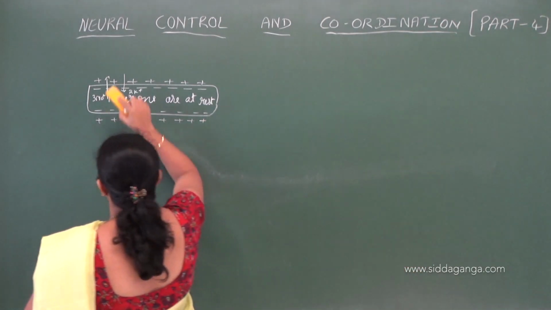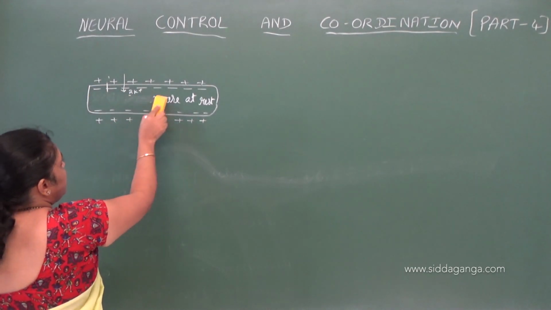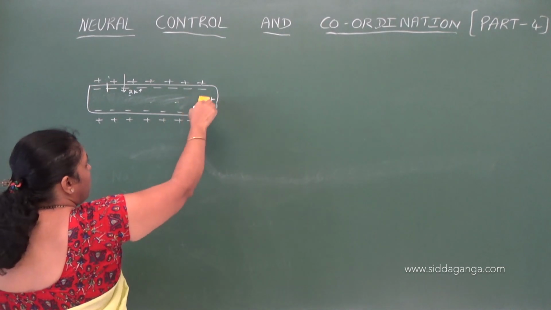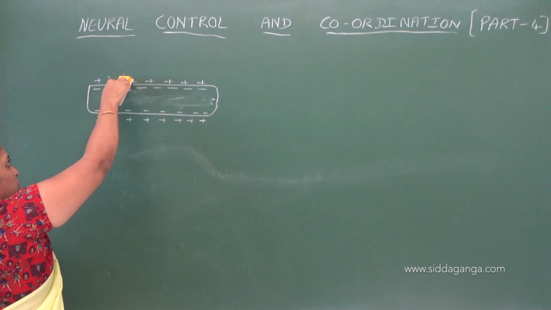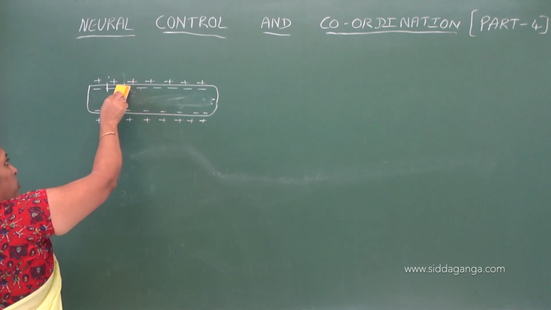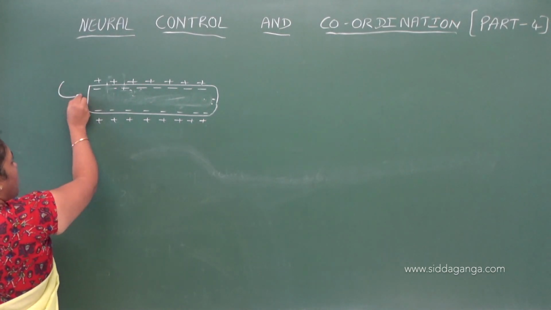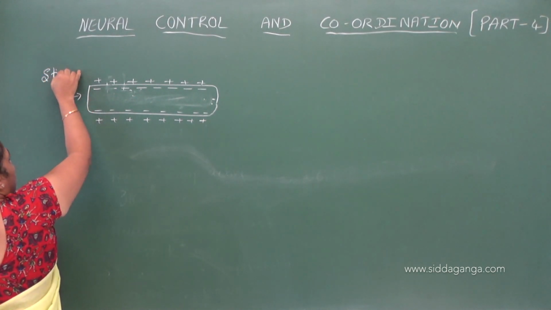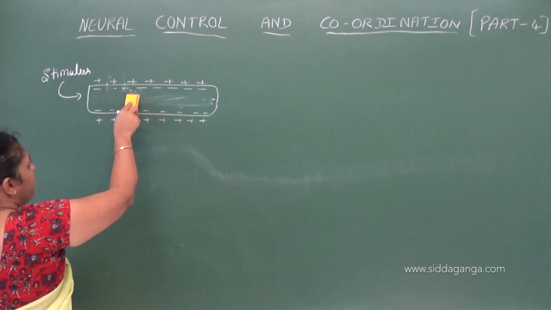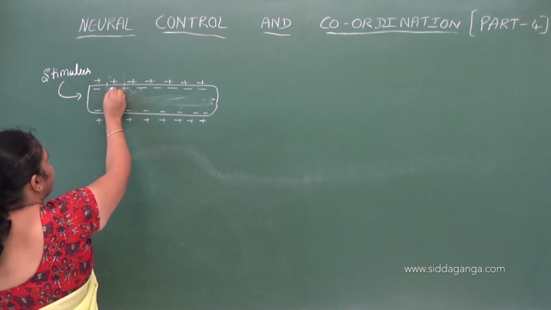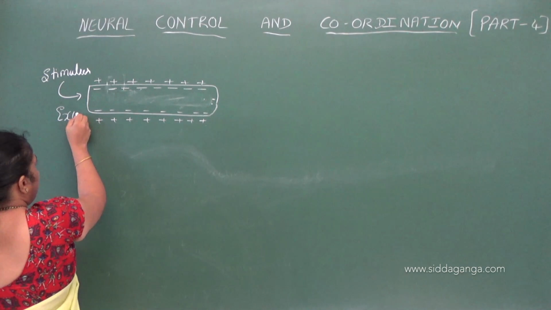So when stimulus is applied, the potential which is developed between the membrane at rest is called resting potential. It is minus 70 millivolts. So when you apply stimulus, this region will be the excitatory region.